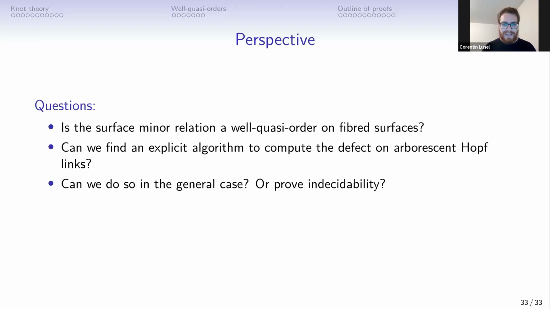So now some perspective. As I told you, the surfaces we use are fibered, and we wonder if the surface minor relation could be a well quasi-order on fibered surfaces, because we used that property a lot, and so proving this would need to relieve the arborescent part. It's not that simple, but it's still a nice question. And also, as I was telling you, the algorithm we provide is not explicit, and we wonder if we can find an explicit one, and also prove something in the general case and for a broader family of links. So thank you for listening, and do you have any questions?